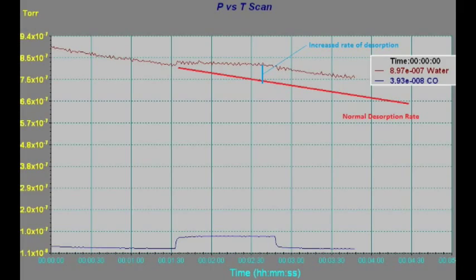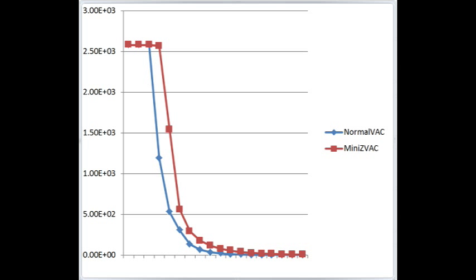So again, this graph shows the increased rate of desorption versus the normal rate of desorption with the miniZ on and then off. This slide shows that during the initial pump down, with the miniZ on, the rate of water vapor desorption is increased, and therefore the vacuum is not as good. It doesn't pump down as quickly because you're putting more water vapor into the chamber.